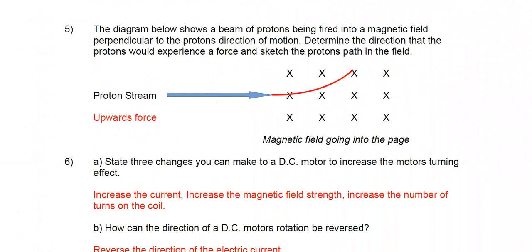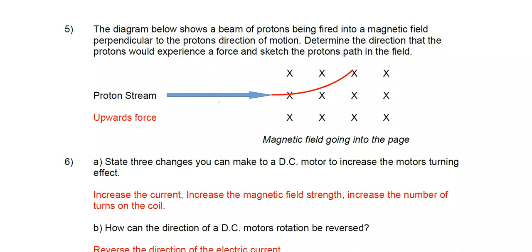Number 5, the diagram below shows a beam of protons, which are positively charged, being fired into a magnetic field that's perpendicular to the proton's direction of motion. Determine the direction the protons will experience a force and sketch the path within the field. We've got the proton stream.